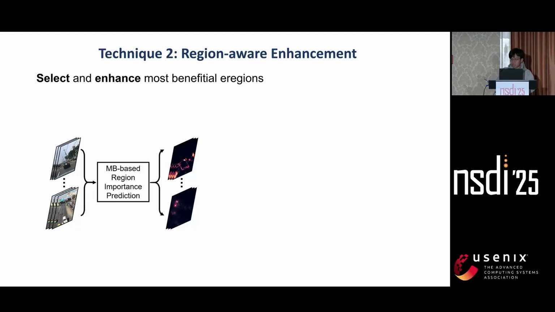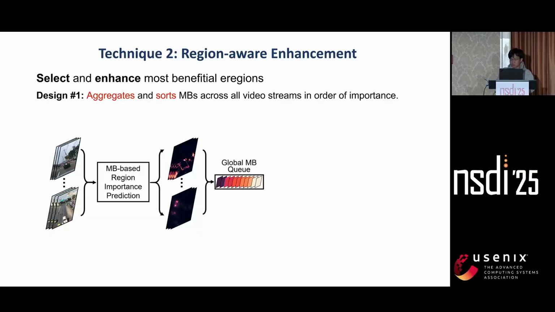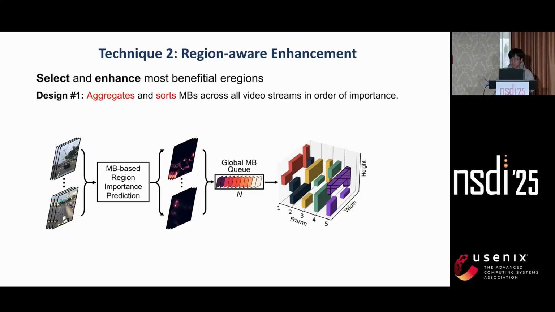Our first design aggregates and sorts MBs across all video streams in order of importance, keeps these MBs in a global MB queue, and chooses the top N to generate the regions.